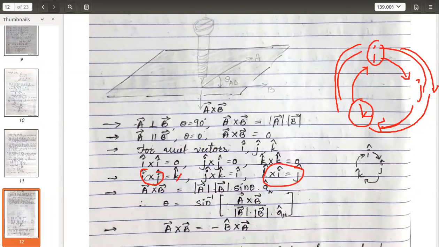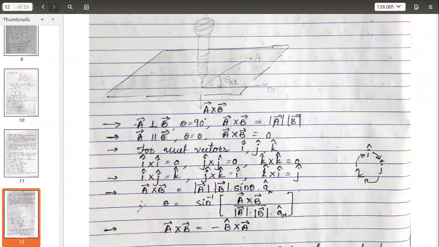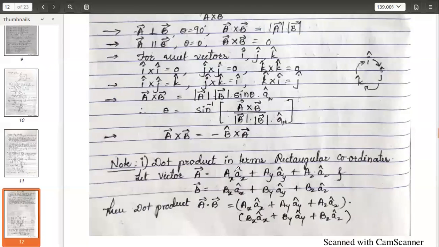Fine. Now if you take the reverse, J cross I, you should get K, no doubt, but as the direction is reversed, there will be a negative sign. Similarly, J cross K is I. But if you take the reverse, K cross J, you should get minus I. So from this, you can understand that it is not commutative. There will be a negative sign. That's what is written here: A cross B is equal to minus B cross A. And from this equation, you can find the angle theta, sine inverse of this. So this is about the cross product.